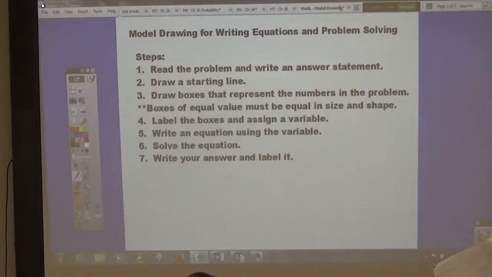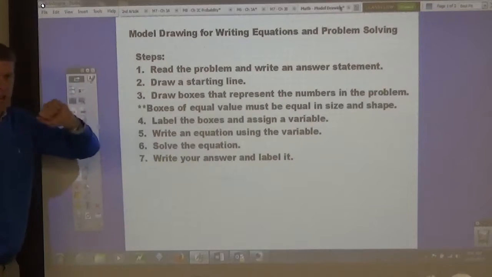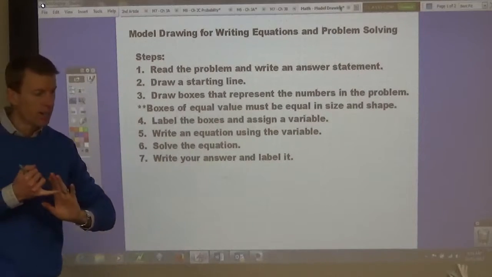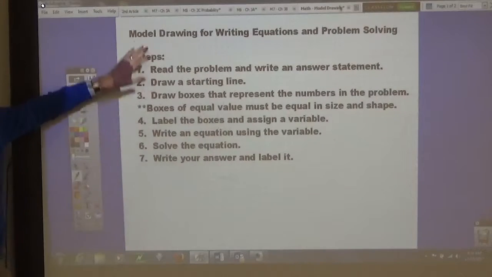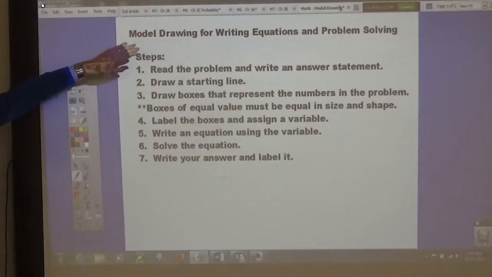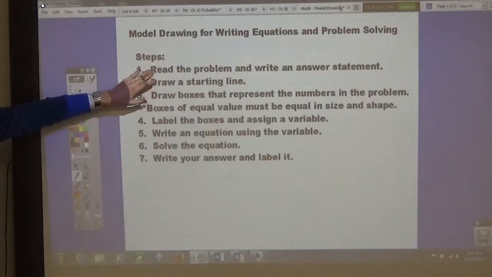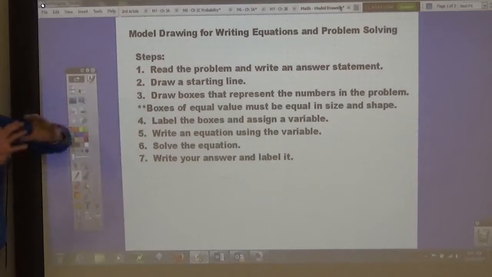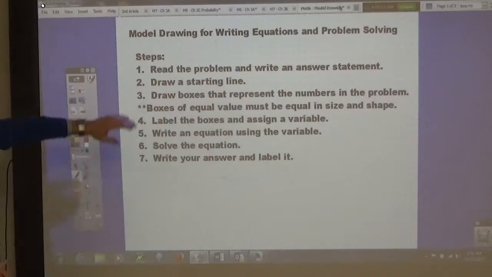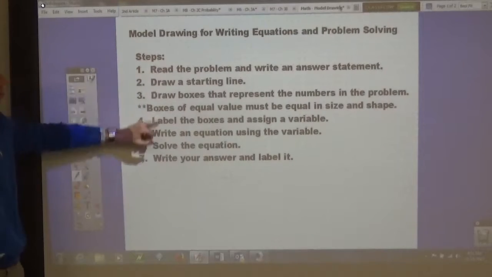The second part of lesson 3.5 is on problem solving, okay? And what we're going to work on today is writing an equation and solving it. And with writing equations, I'm going to show you how to model it so that you can draw this out and then write the equation, okay? So this is our procedure. You already have this in your notes.